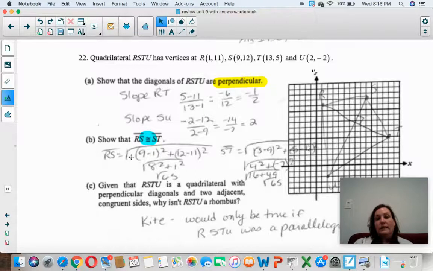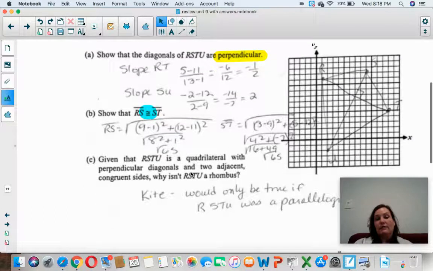All right, so I'm finding the length of RS and the length of ST. Now RS is right here and ST is right here. They're next to each other. They actually have the same length. Okay, they both have a length of radical 65.